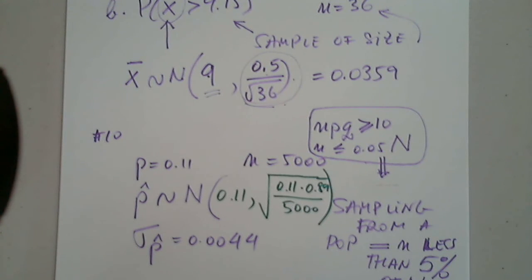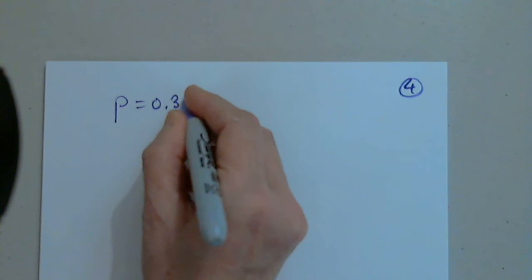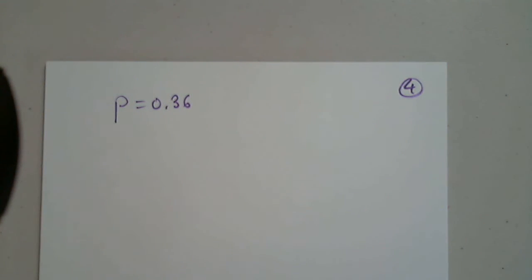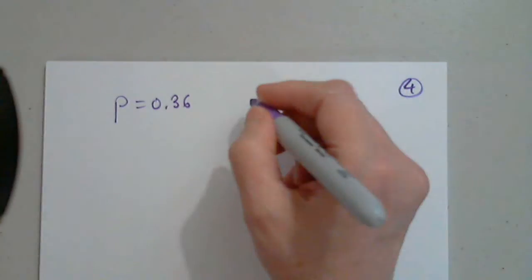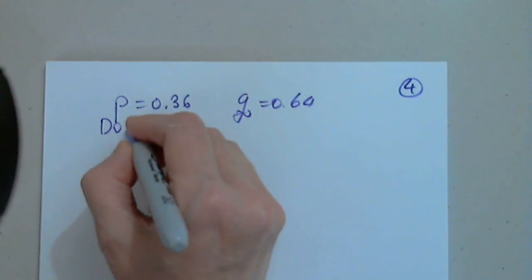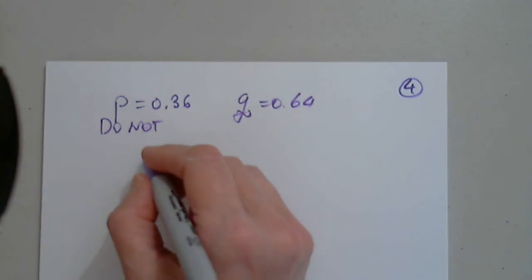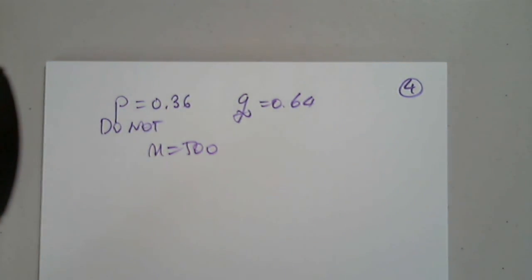So let's take a look. According to a survey in a country, 36% of adults, so I'm on page 4, so P equals 0.36, do not own a credit card. So P, and Q, 0.64. Suppose a simple random sample of 500, so n equals 500. Complete parts A through D below.